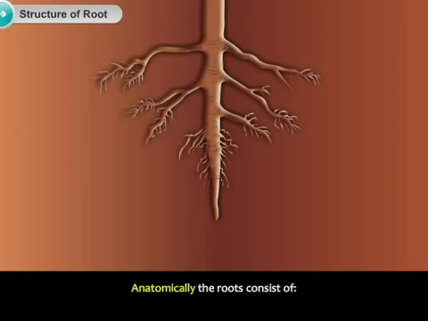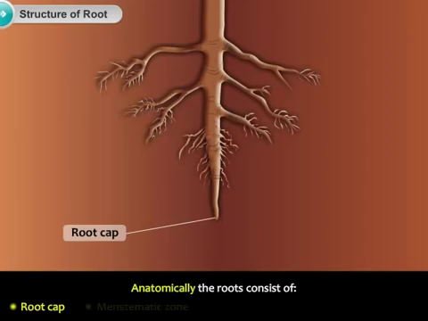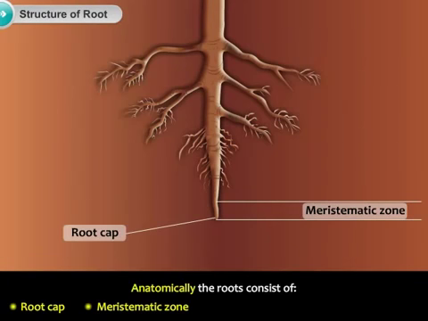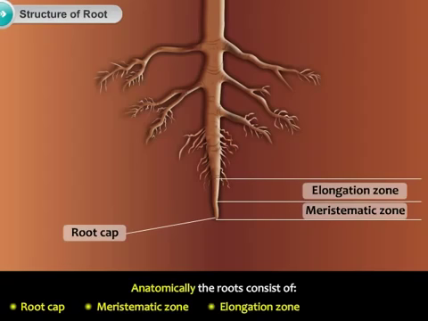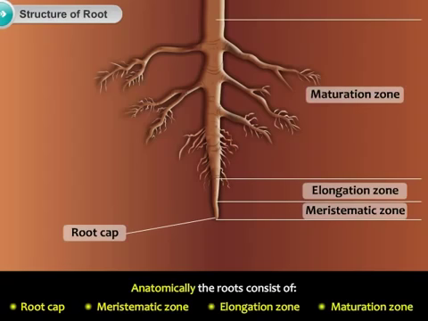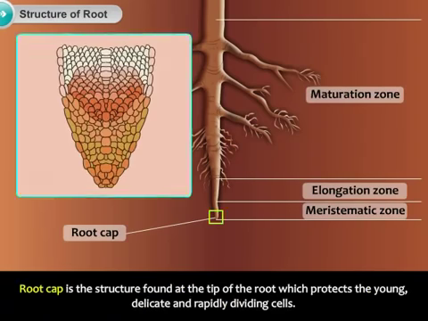Anatomically, the roots consist of root cap, meristematic zone, elongation zone, maturation zone. Root cap is the structure found at the tip of the root which protects the young, delicate and rapidly dividing cells.